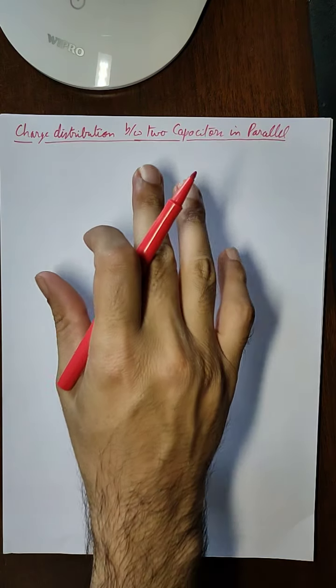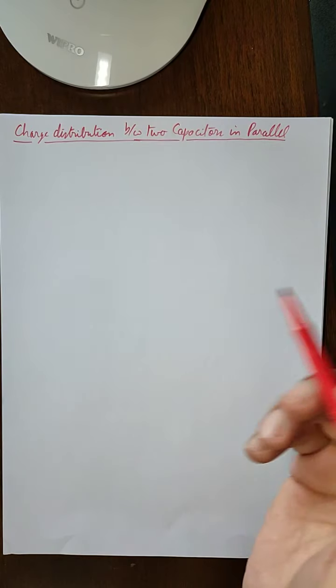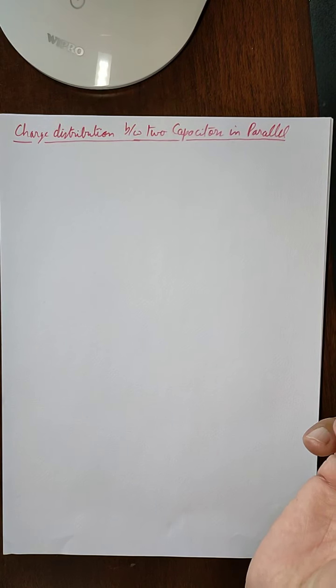Now let us study about the charge distribution when two capacitors are connected in parallel. So in this concept we have two separate capacitors and they are connected in parallel, and we have to decide what charge will go on which capacitor.